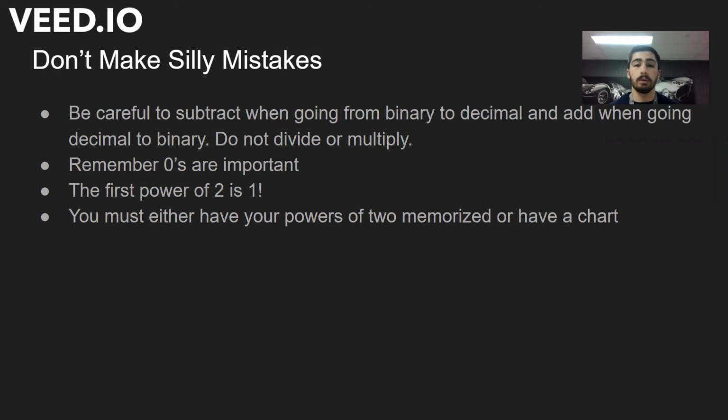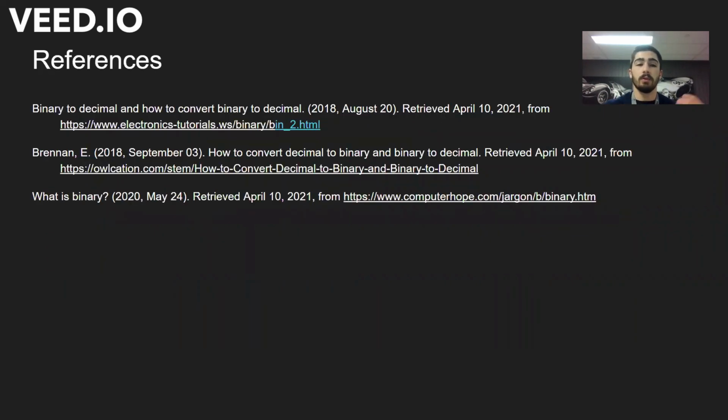Remember, zeros are important, just like they are in our language. They represent a gap in values, so don't sleep on the zeros. The first power of 2 is 1. I cannot emphasize this one enough. So many people forget that the first power of 2 is 1, because 2 to the 0 power is 1. So you must either have your powers of 2 memorized or have a chart with you. If you follow these simple steps and follow my tutorial I just showed you, you're easily going to be able to learn how to convert between decimal and binary and be well on your way to speaking a computer language.